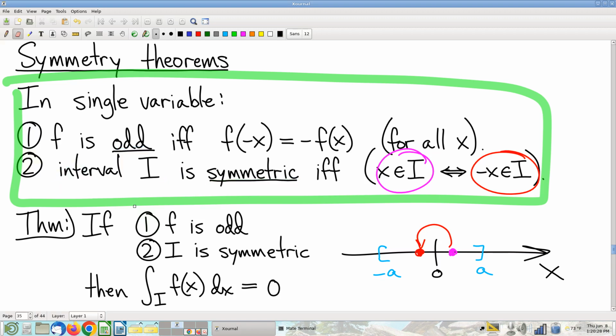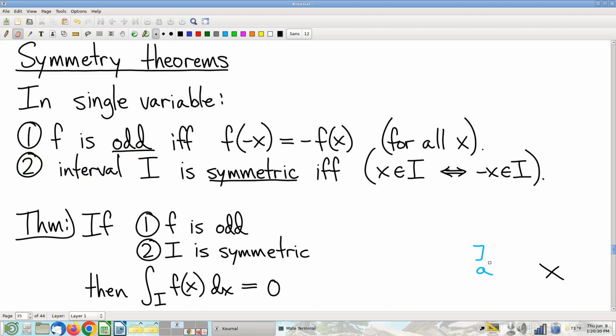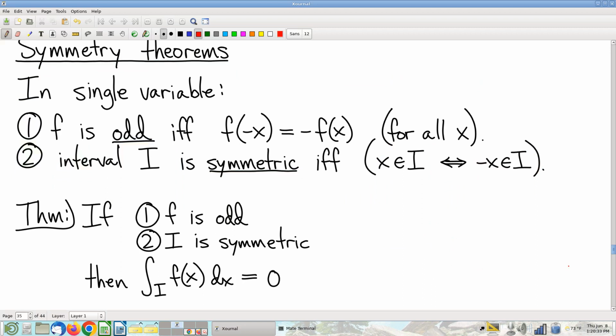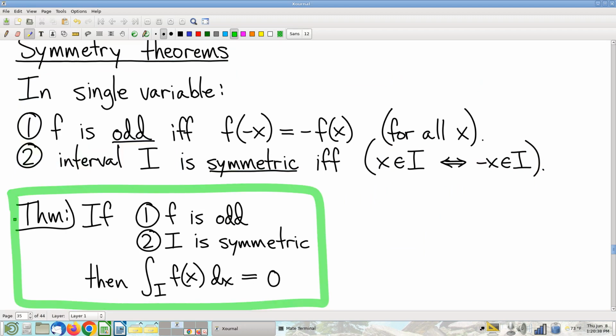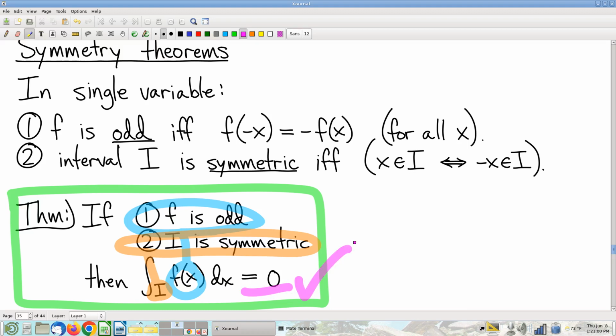Okay. So given all of that, here's the big theorem. Again, I hope you've seen this before. If not, it's a pretty awesome theorem to add to your toolbox. If you have an integral where the integrand is odd and the domain is symmetric, we're done here. That integral is 0. Drop the pen, walk away. It's as easy as that.